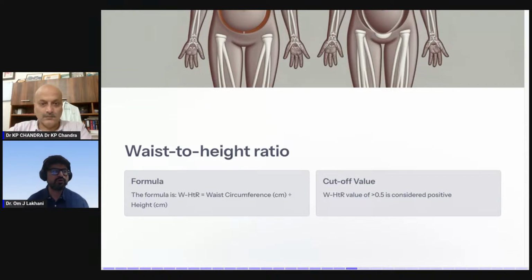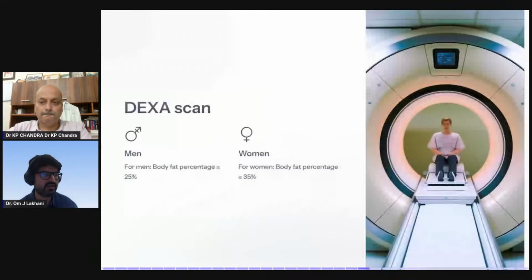Moving on, you could then also use DEXA scan. And DEXA scan is again a sophisticated tool. Of course, not every center will have it. In men, a body fat percentage more than 25% is considered to be positive, and in women more than 35% is considered to be positive. Generally, women have more body fat because of the hormones. So in men, even 25% is considered to be high.